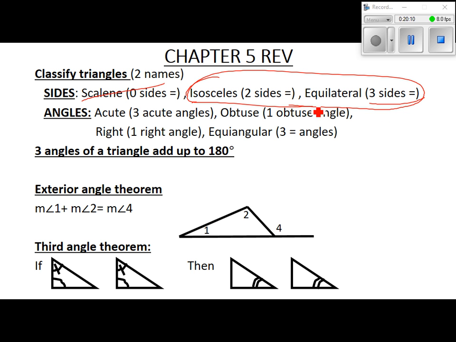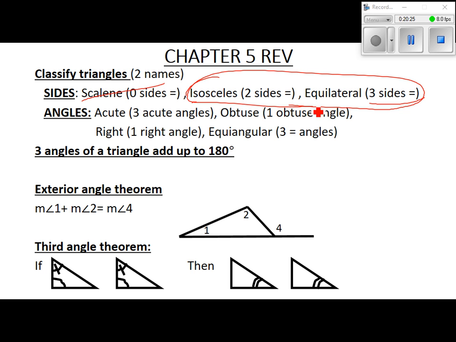Isosceles. The isosceles triangle has 2 equal sides. Equilateral has 3 equal sides. And we're going to talk more about those later on in the notes. That's naming triangles according to their sides, those three names.